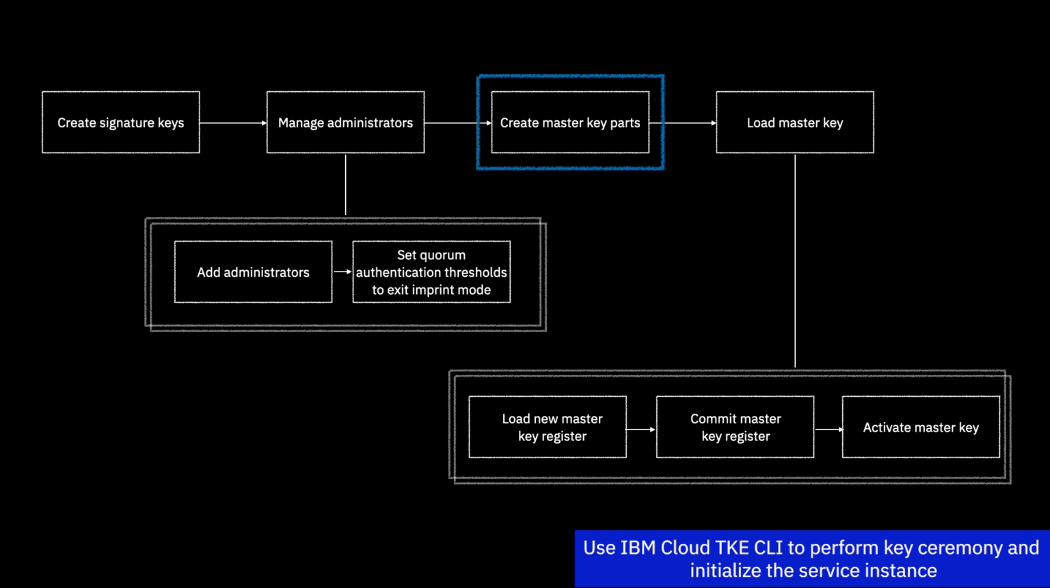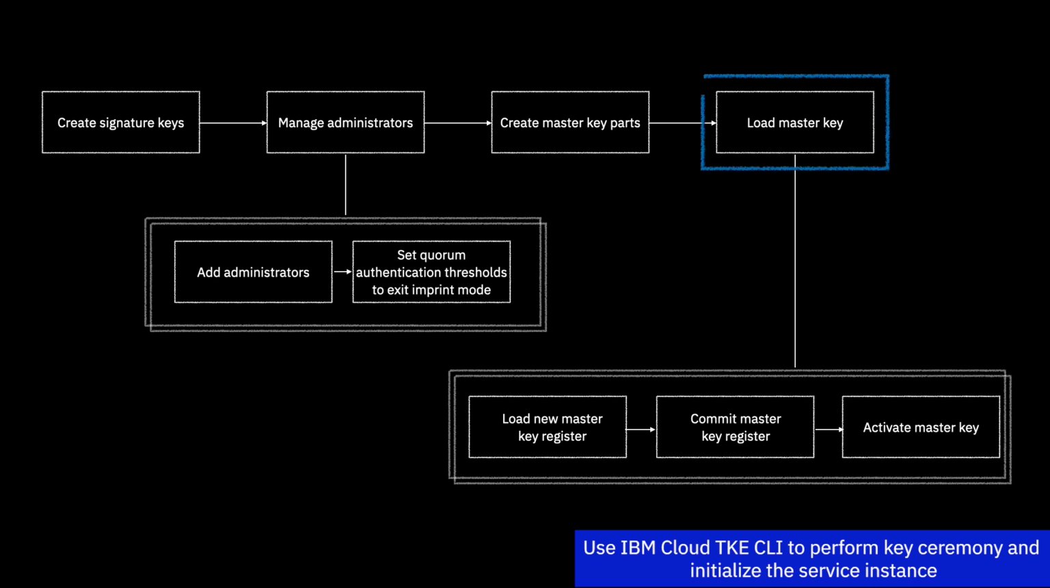Next, we will create our master key parts. You must create at least 2 master key parts. For security considerations, 3 master key parts can be used. And each key part can, and probably should be owned by a different person. The key part owner should be the only person who knows the password associated with the key part file.